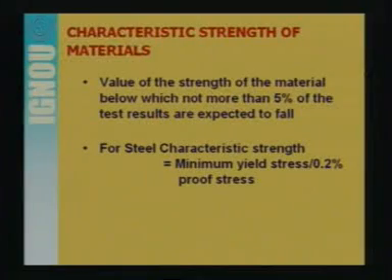Now, first let us see what the characteristic strength of material is. If you remember, we defined the characteristic strength of the material as the value of the strength of the material below which not more than 5% of the test results are expected to fall. That means if we are testing 100 samples, then not more than 5% should show less than this strength, then we call that strength the characteristic strength of the material. For steel, characteristic strength is taken as minimum yield stress or 0.2% proof stress.